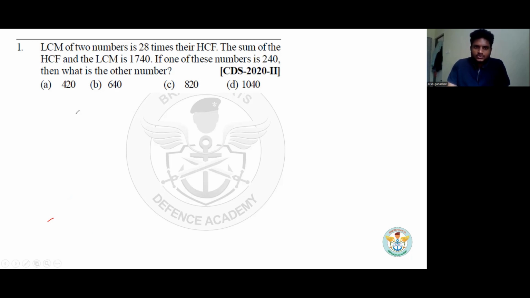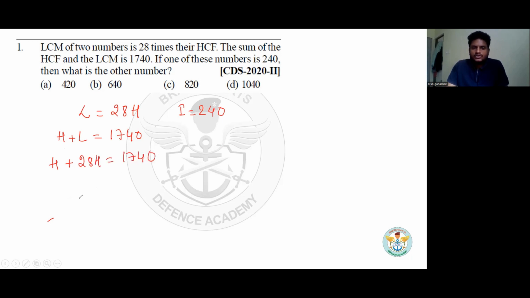LCM of two numbers is 28 times their HCF. So I will write LCM is equal to 28 times their HCF. Now the sum of HCF and LCM is 1740. If one of the numbers is 240, find the other. How will you solve this? I'll write my H as it is, but my LCM can be written as what? 28H. This is equal to 1740.